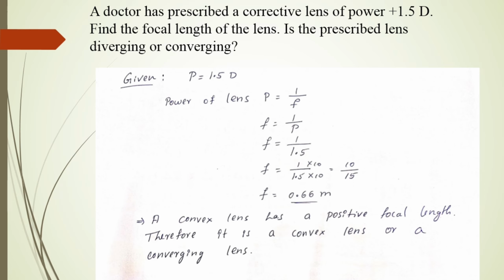Then we have to identify whether the lens is diverging or converging. If the focal length is positive, then it is considered a converging lens. If the focal length is negative, then it is considered a diverging lens. So power of lens P is equal to 1 by f, so f is equal to 1 by P. Substitute the value. Here 1.5 is a decimal, so convert that to a whole number, then we can get 10 by 15. By simplifying, we will get 0.66. A convex lens has a positive focal length, therefore it is a convex lens or a converging lens.